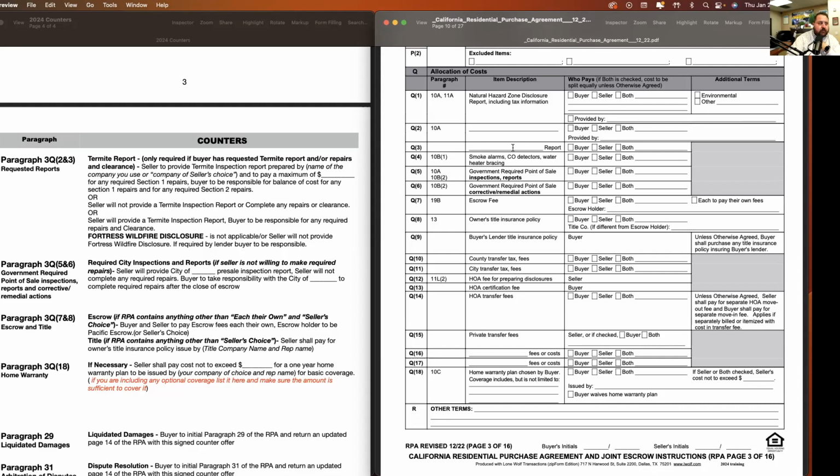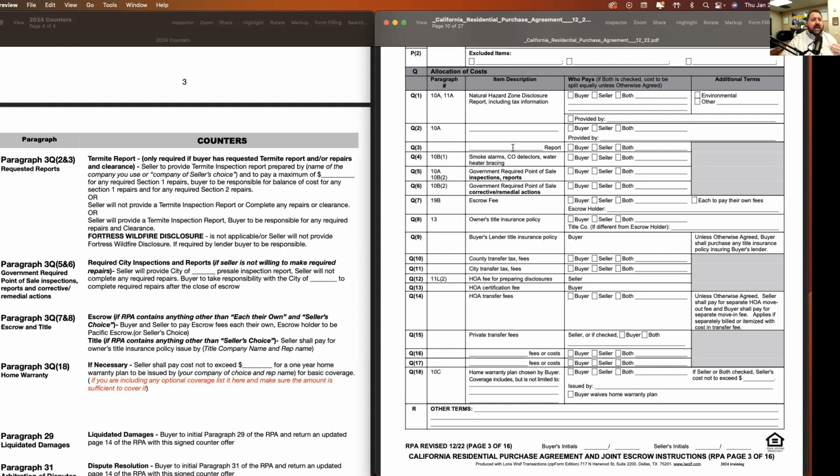It's not my responsibility. My suggestion for all of you guys is get it out, period. Don't ever have it in a purchase agreement. Just take it out. Now, the new thing that's added is paragraph 3Q2, which is the fortress wildfire disclosure.